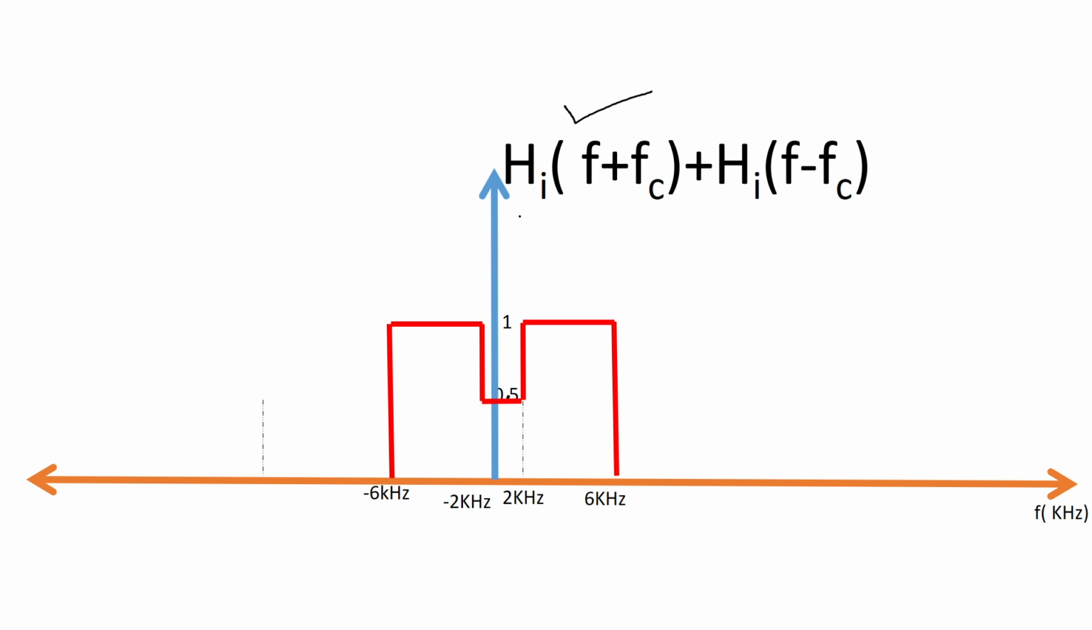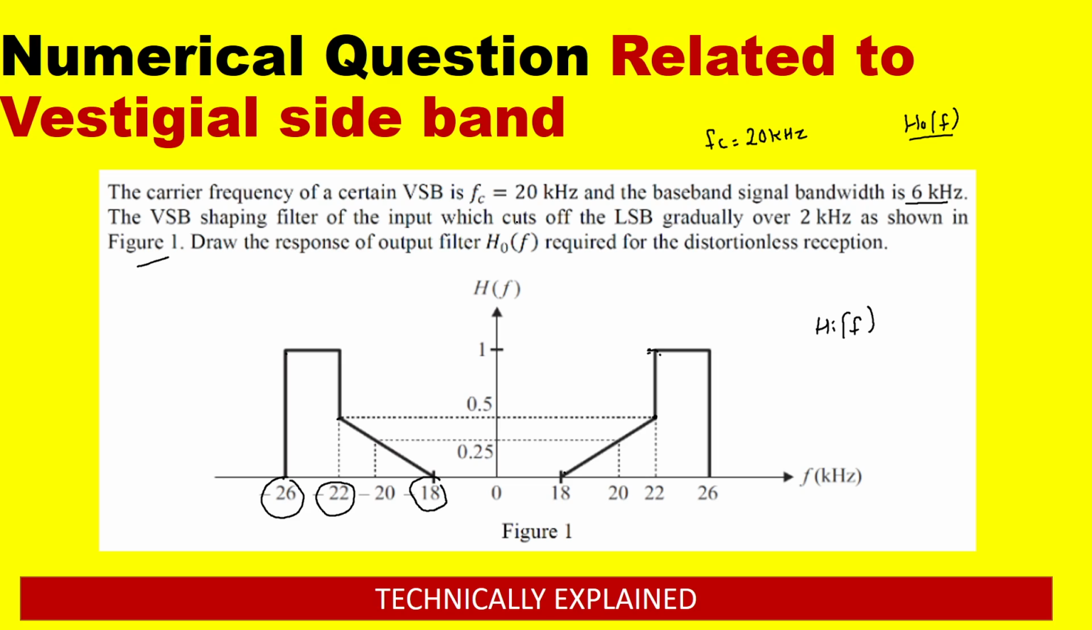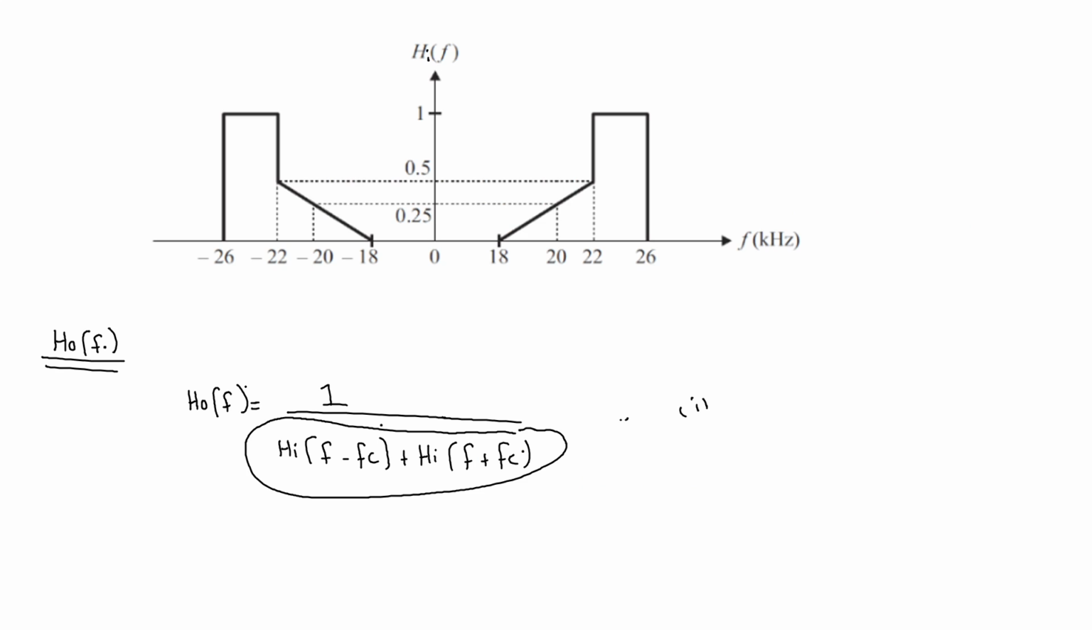The fourth step is to take this reciprocal. Why do we take the reciprocal? Because if you see the equation over here, H naught of f is equal to 1 by this thing. We have found out this thing, this is remaining.